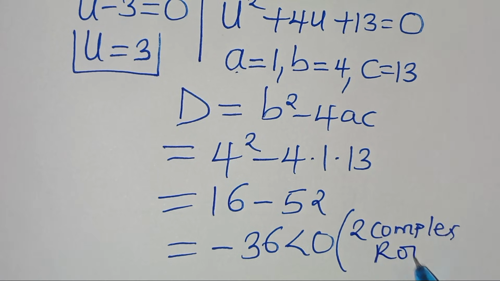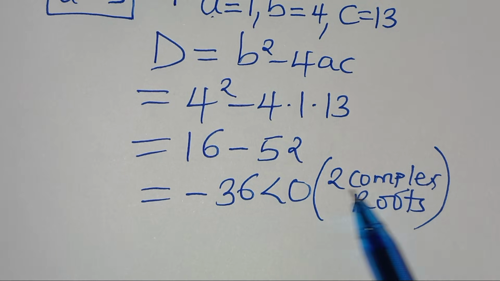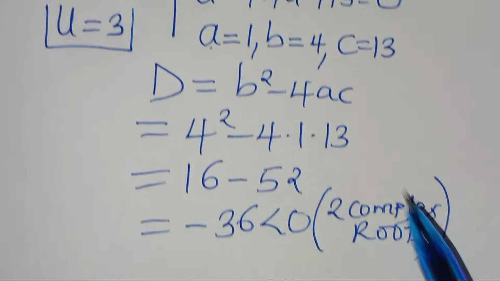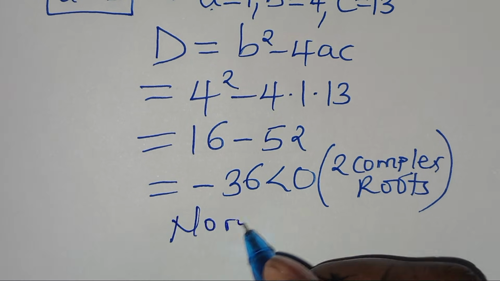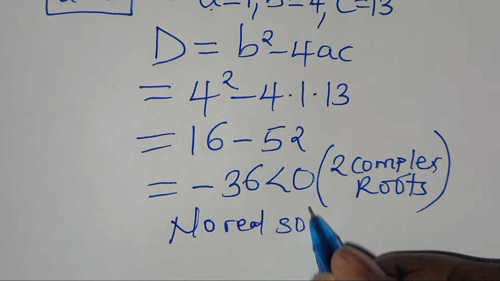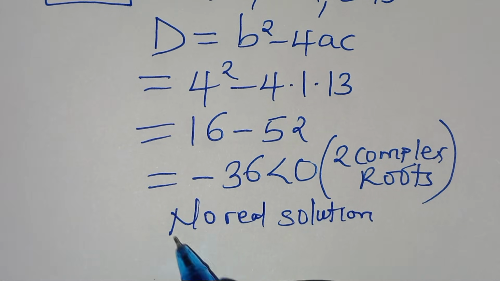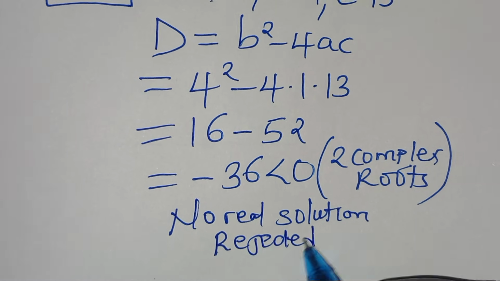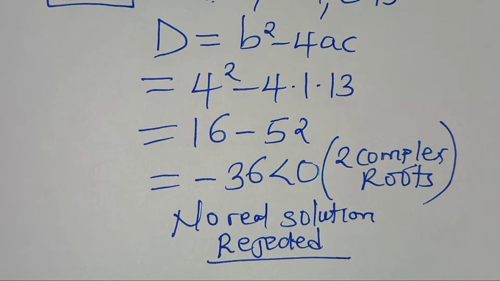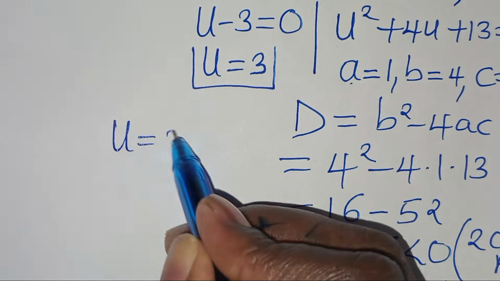We have two complex roots. And this means that from this quadratic equation, there will be no real solution. No real solution can be obtained from this quadratic equation. And since there is no real solution, this quadratic equation is rejected. So let's focus on u, which is actually equal to 3.